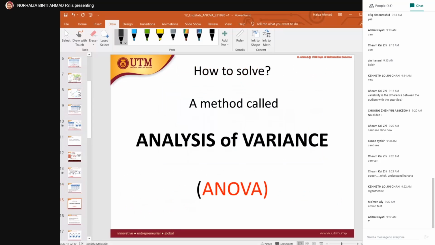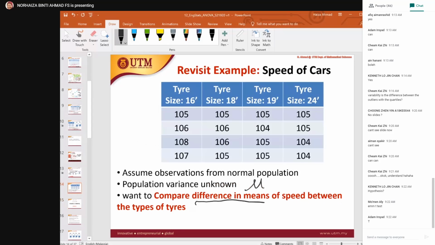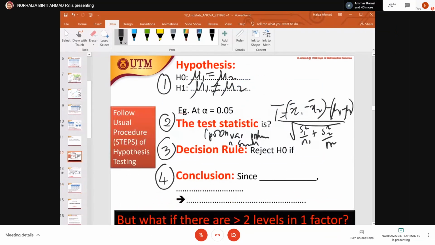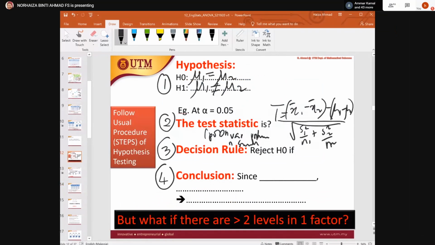Okay, so how to do this? If you do a t-test, listen carefully. You can do a t-test on this, but note that with a t-test, you can only compare between two things, x bar 1 and x bar 2. That's how the formula of the t-test works.